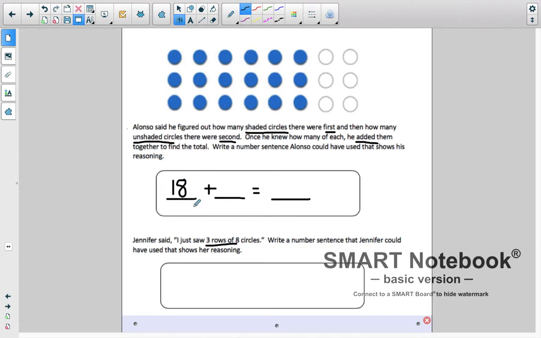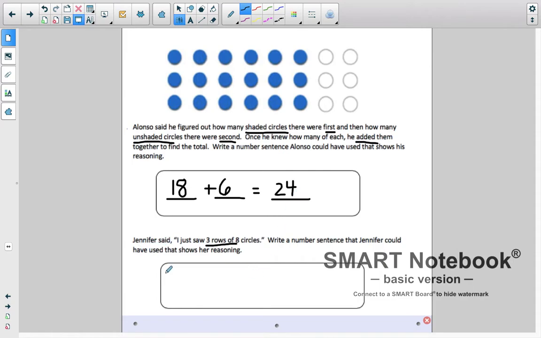Then it says he did something second. What is the second thing that he did? It says he counted the unshaded circles. So let's count the unshaded circles together. Count with me. 1, 2, 3, 4, 5, 6. And I'm going to put that as my second part. Now you need to figure out what 18 plus 6 is. What is 18 plus 6? It's 24. So there are 24 circles in total.